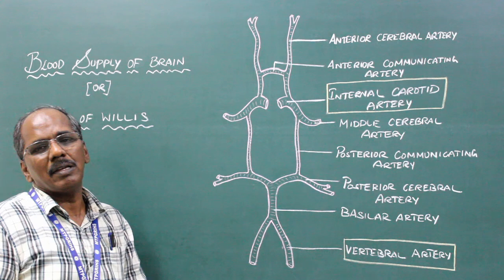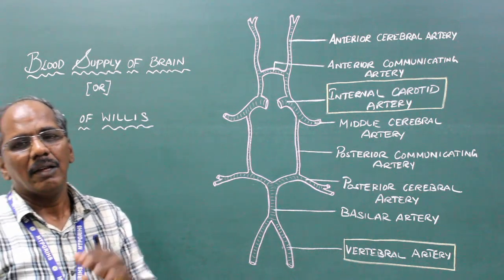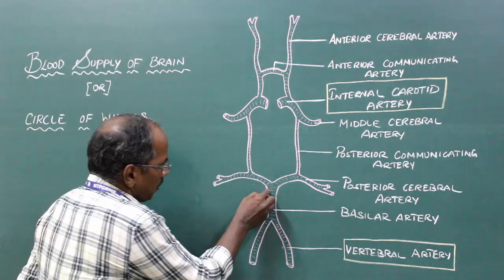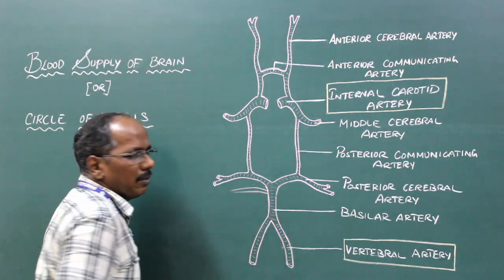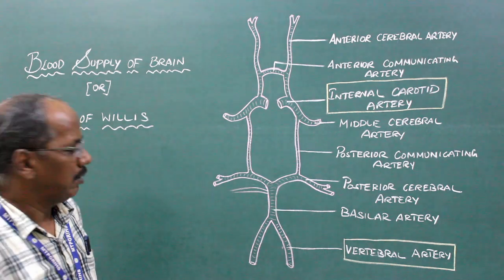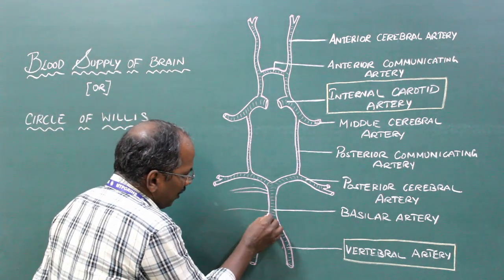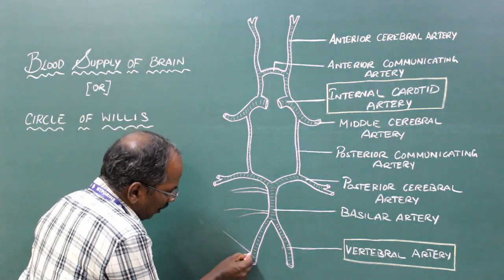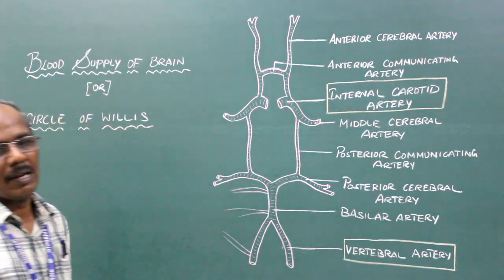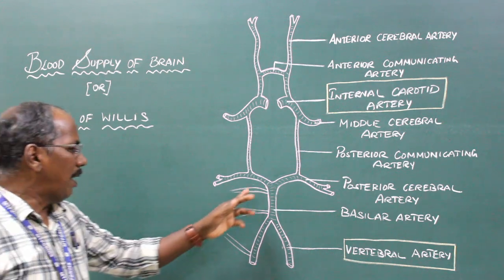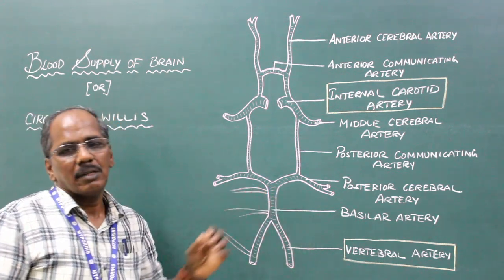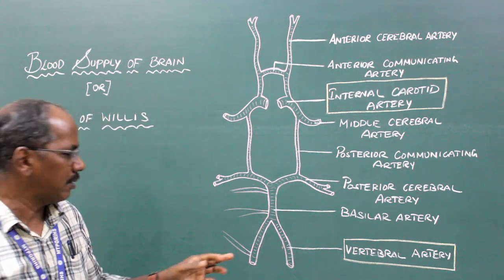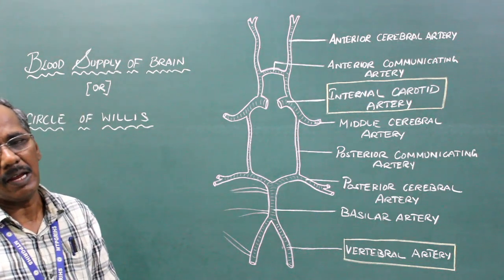The cerebellum is supplied by three pairs of arteries: superior cerebellar arteries, anterior inferior cerebellar arteries, and posterior inferior cerebellar arteries. So a pair of superior cerebellar arteries, anterior inferior cerebellar arteries, posterior inferior cerebellar arteries.